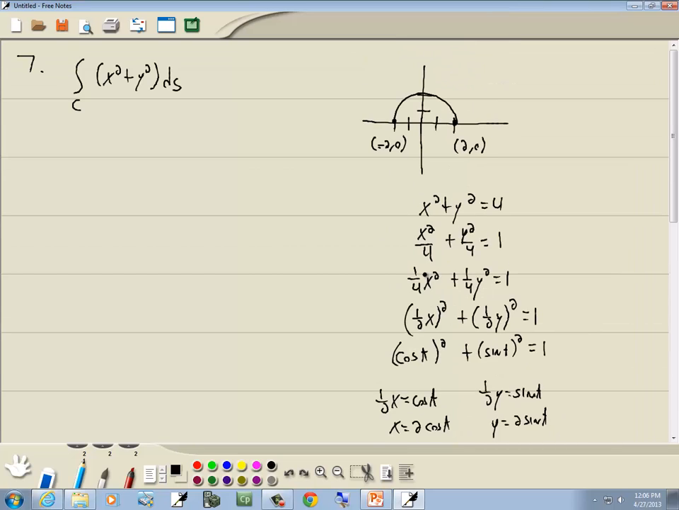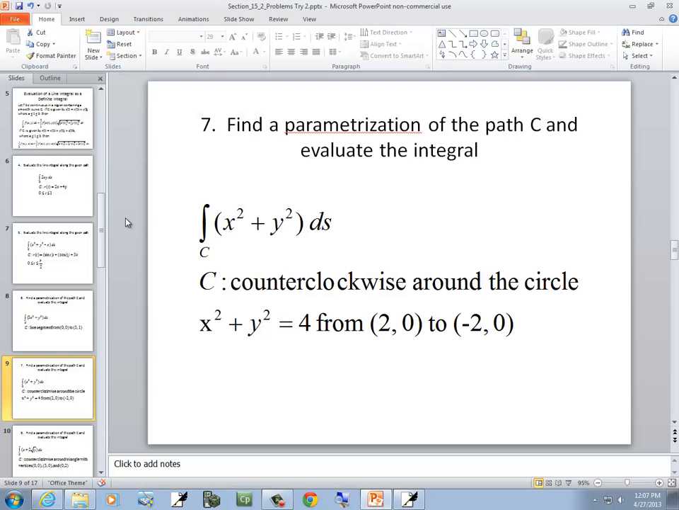Now let me write down what we found. R of t is equal to 2 cosine t i plus 2 sine t j, from 0 to pi. In terms of t, remember, we need to know what x of t is. That's x of t, and this is y of t. And now let's go back to our formula.